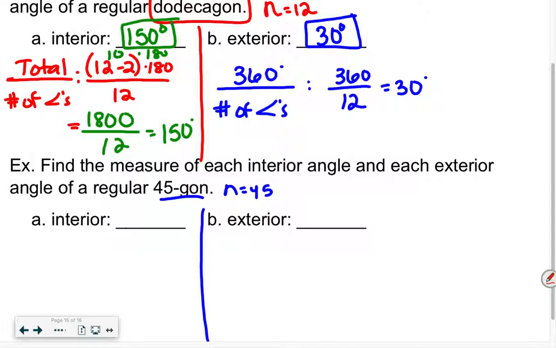Let's start with interior. We take the total degree measure divided by the number of angles. How do we find the total degree measure on the interior? I can't hear you. What? N minus 2 times 180. So in this case, that's going to be 45 minus 2 times 180, which is 43 times 180. What's 43 times 180? Probably a large number. Remember, the more sides it has, it's going to keep getting bigger and bigger and bigger. So what's 43 times 180?